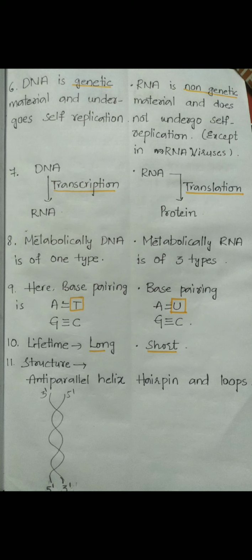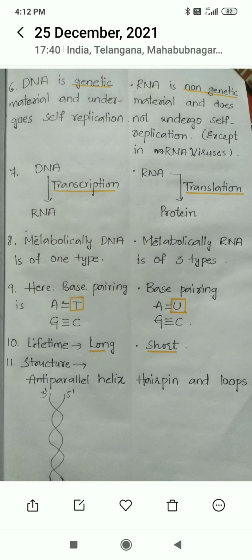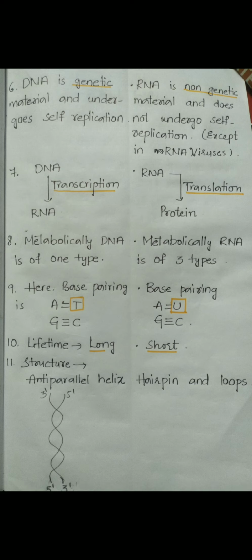Coming to purines, purines are common. Guanine, cytosine, triple bond. That is the common feature we can notice both in DNA and RNA as well. Coming to the lifetime, DNA is long-lived, whereas RNA is short-lived.